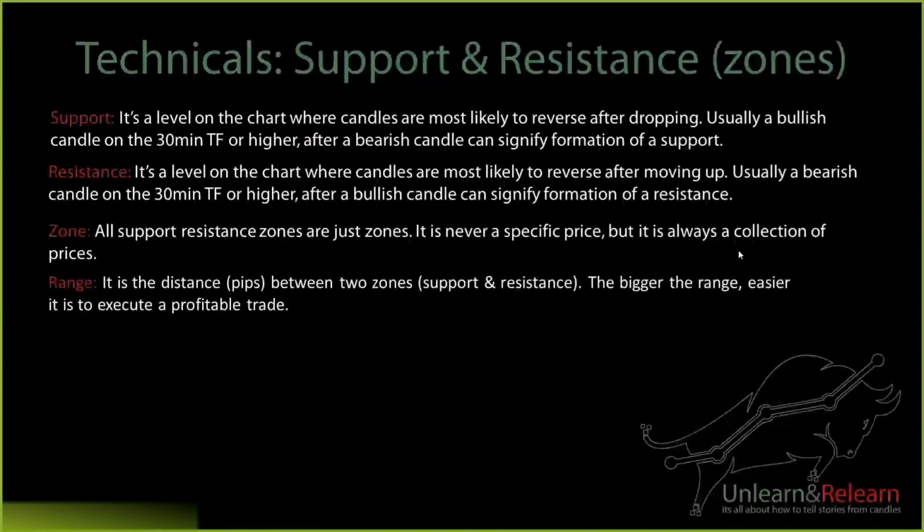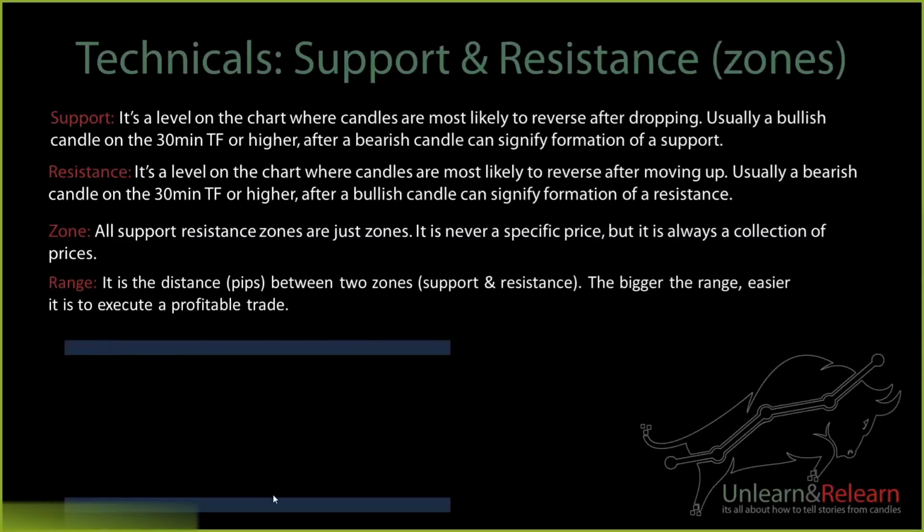So let's say, for example, now we have a range, right? What's a range? Range is the distance between two zones, support and resistance. The bigger the range, the easier it is to execute a profitable trade. So what I mean by that is, let's say you have a resistance and you have a support, right? These are very basic concepts, and these are the exact things I use to execute trades, no problem, on the higher time frames, the 4-hour, daily. This past week, I executed a trade on the daily on GJ, on the lower time frames as well.